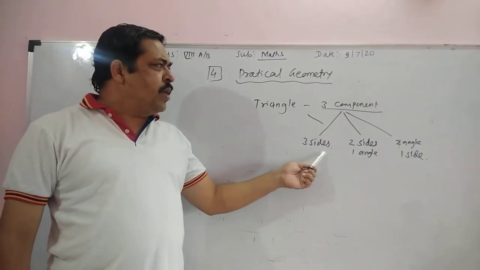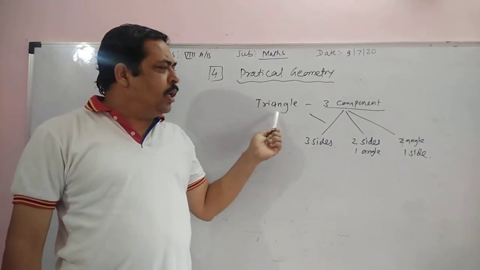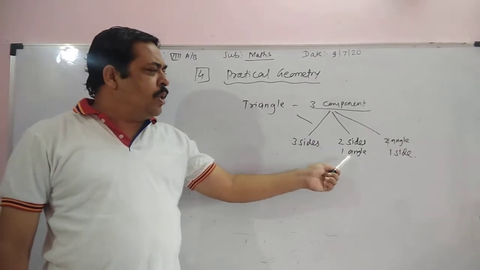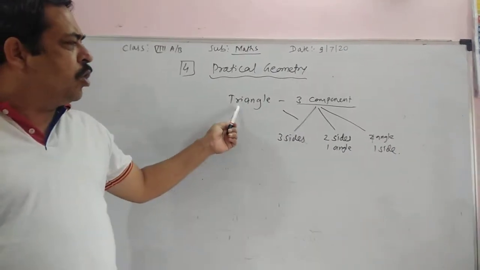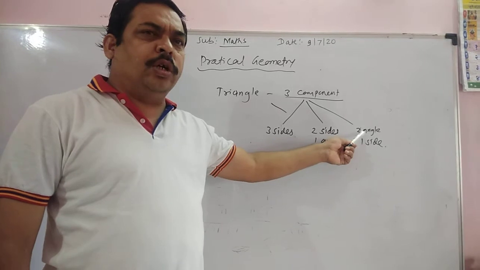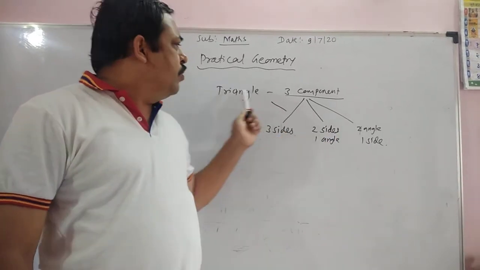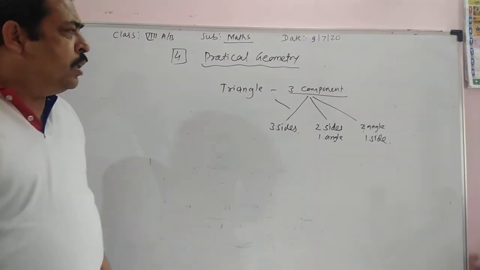When we know the 3 sides, at that time we can draw the triangle. When we know the 2 sides and 1 angle, at that time we draw the triangle. And when we know the 2 angles and 1 side, then we can draw the triangle.